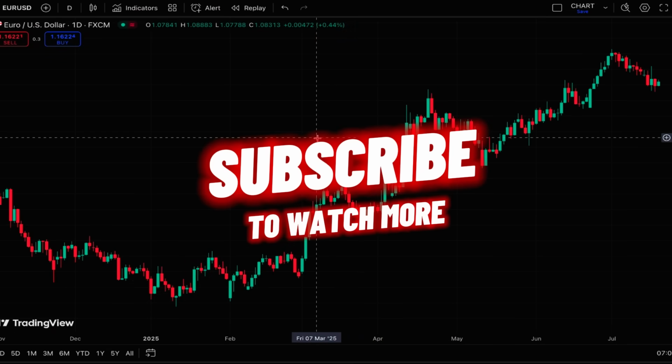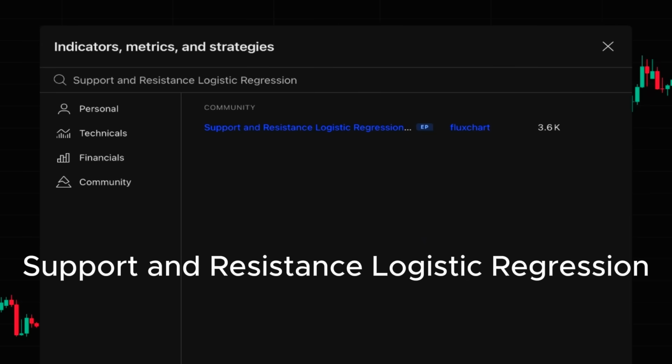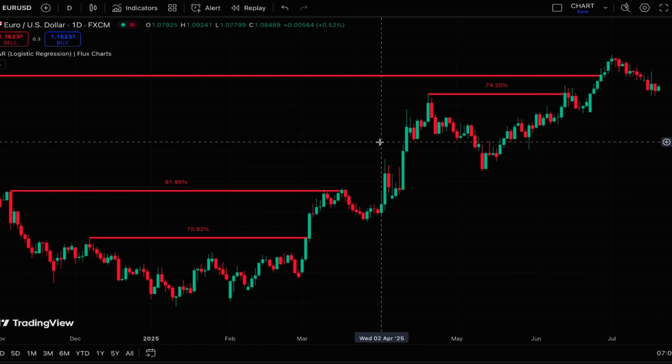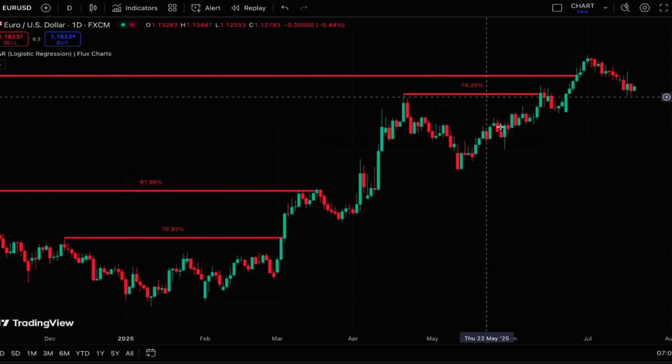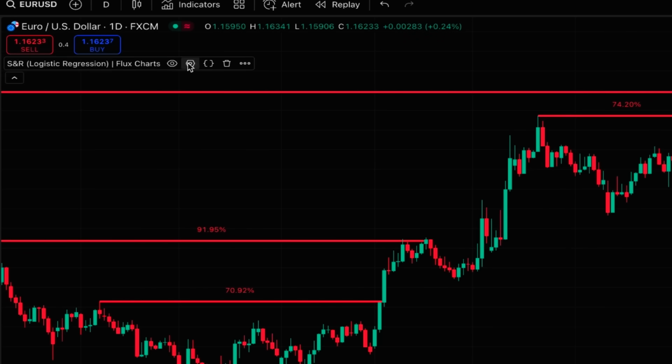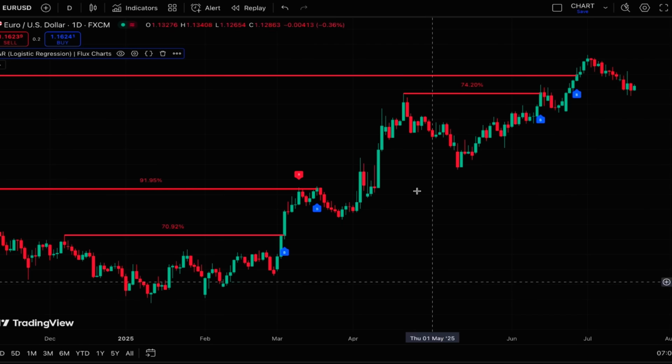Alright, to add the indicator to our chart, here we click on indicators and we search "support and resistance logistic regression". This one, which is an editor's pick indicator and written by Fluxchart. Alright, this is the indicator, and as you can see, it's added some lines and probability percentages for them. First, we go to the settings of the indicator, and here we turn on retests and breaks, so the indicator will also show these signals.